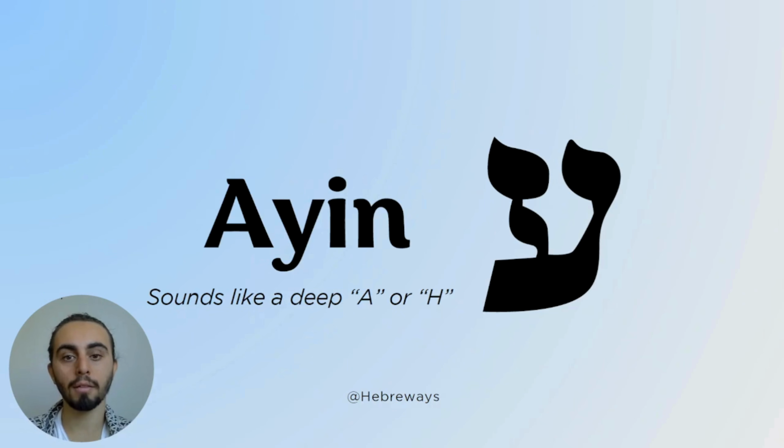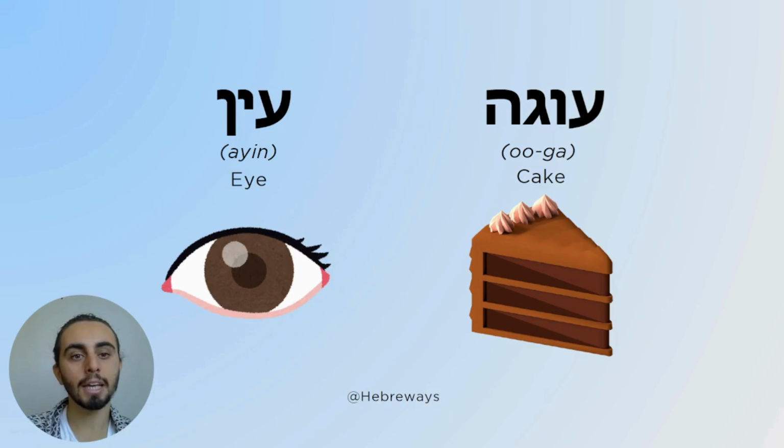After samech, we have ayin. Ayin is a bit of a tricky one also, because people confuse aleph with ayin a lot. So ayin is like a deep A or H. It's similar to aleph, but it's more deep. It's more like a throat sound. For example, we have the word cake. Cake means uga. And then on the left, we got ayin. Uga and ayin. Great.